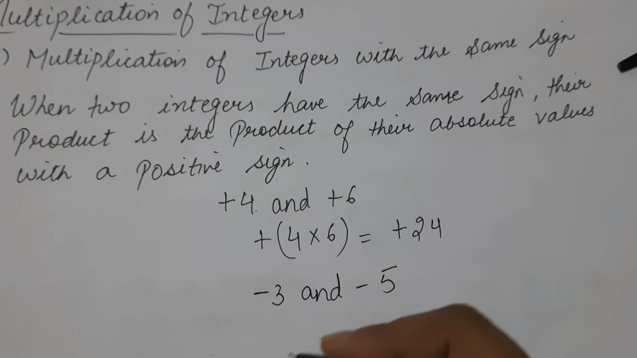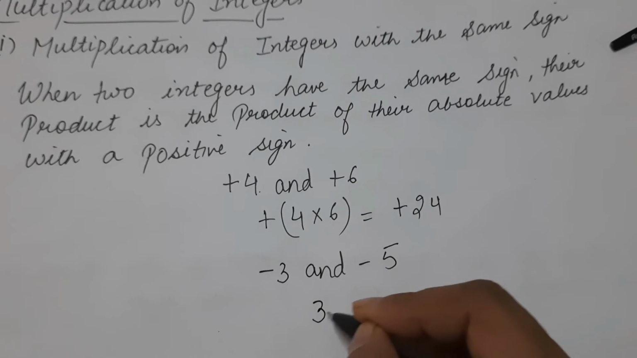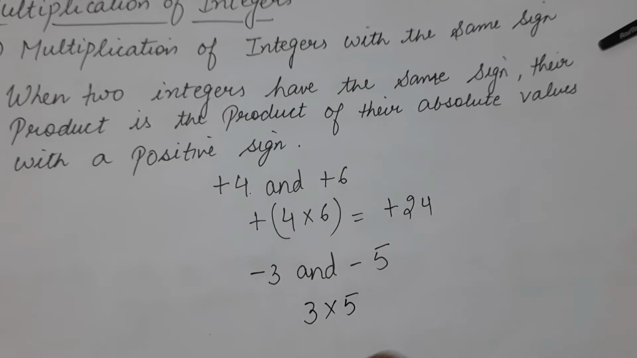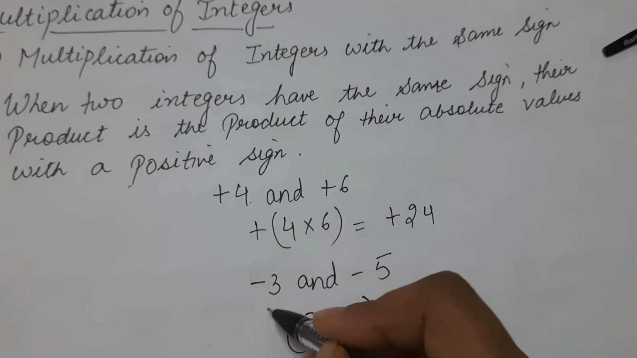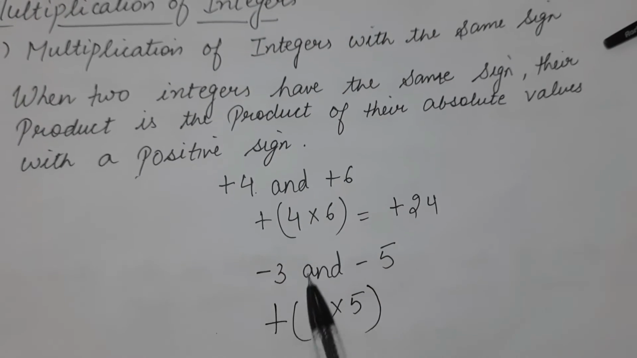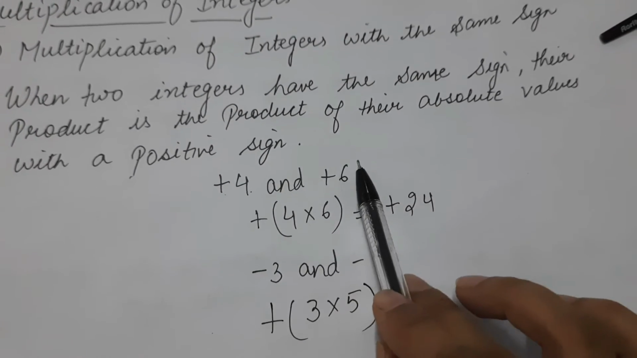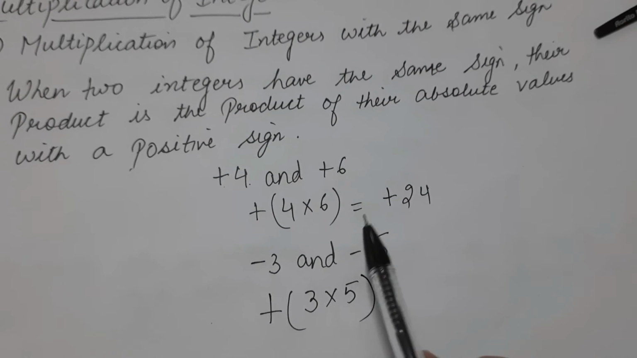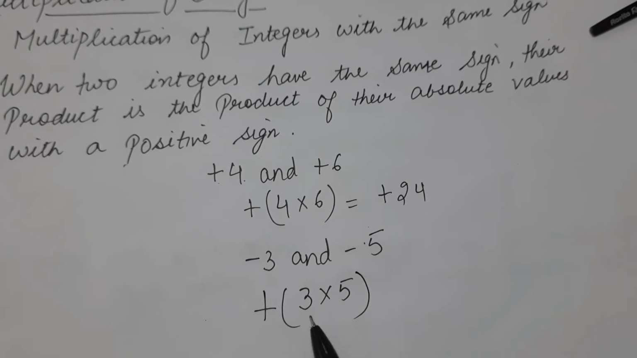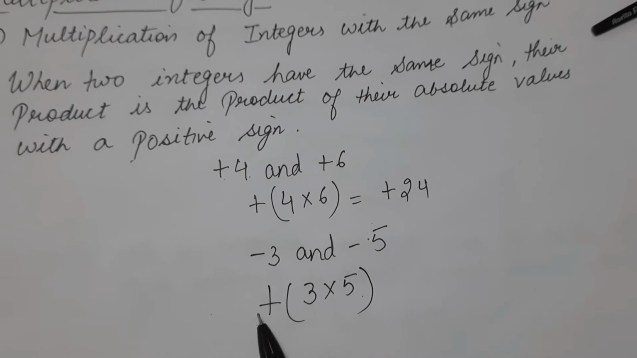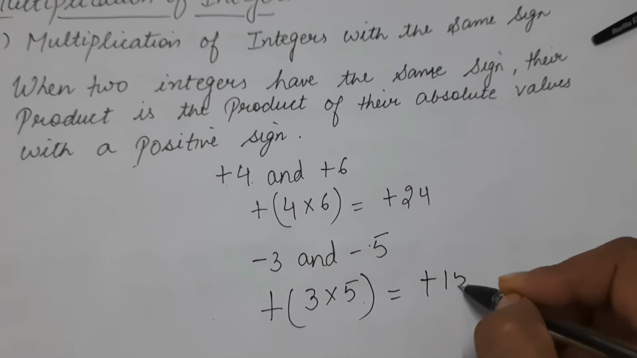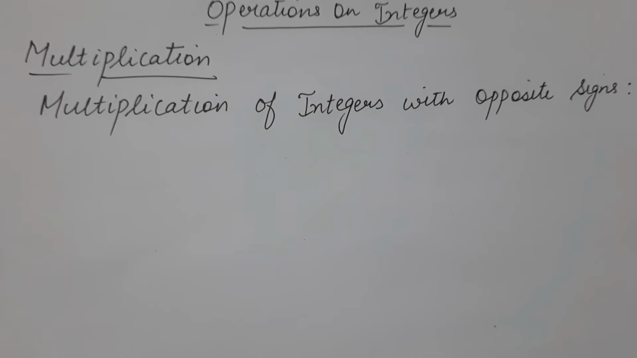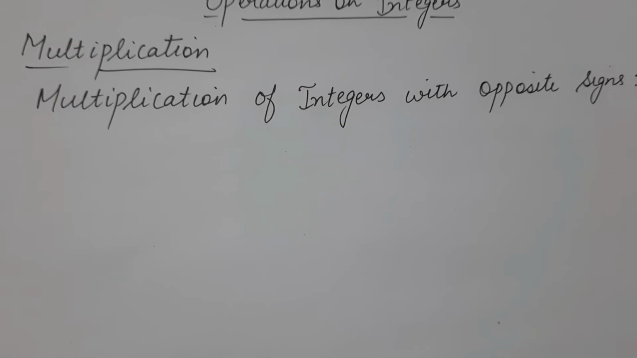And if both the integers have a negative sign, suppose I am taking -3 and -5 and I have to multiply these two integers, how do we multiply? We multiply their absolute values, and the sign will be positive always. If both the integers have the same sign, whether positive or negative, then we find the product of their absolute values and the sign will always be positive, so it will be +15.